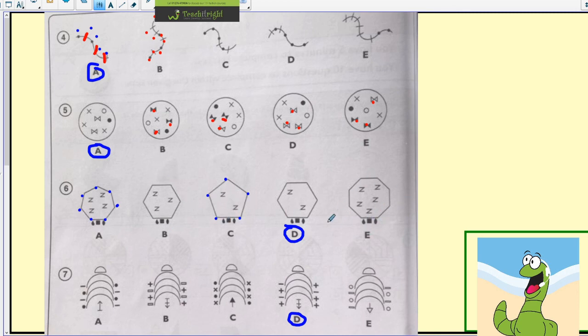8, the total is 8. Except for in this case, where we have a 6-sided shape with only 5 shapes in D, which is why D is the wrong one.